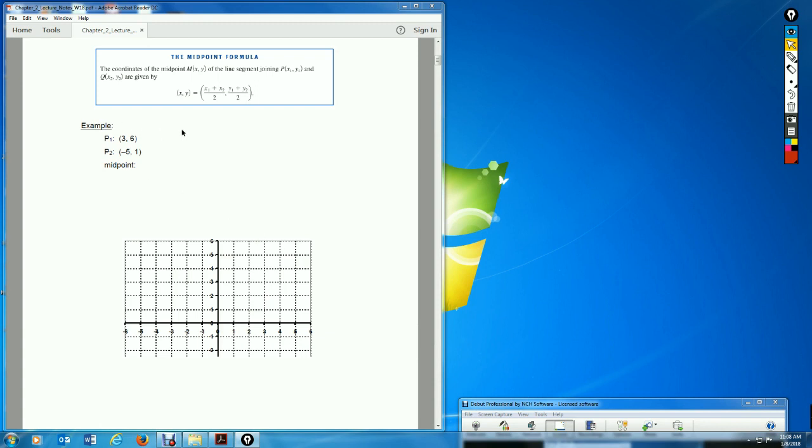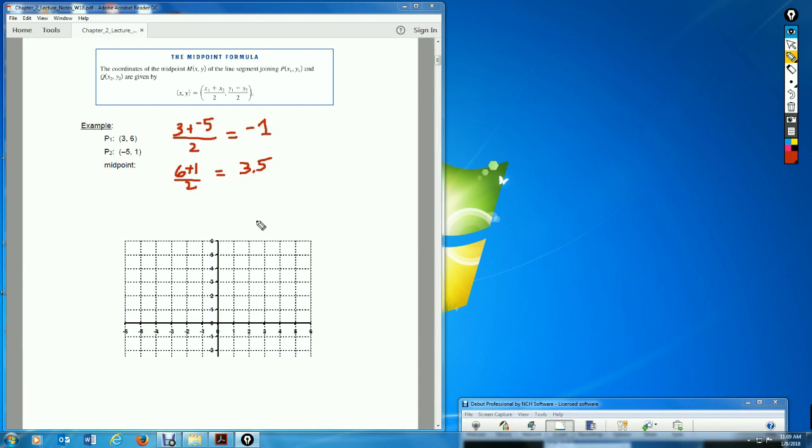All right, so the midpoint of the x values would be 3 plus negative 5 divided by 2. So that's negative 2 divided by 2, which would be negative 1. The midpoint of the y values would be 6 plus 1 divided by 2. So that's 7 divided by 2, 7 halves, or in other words, 3.5.